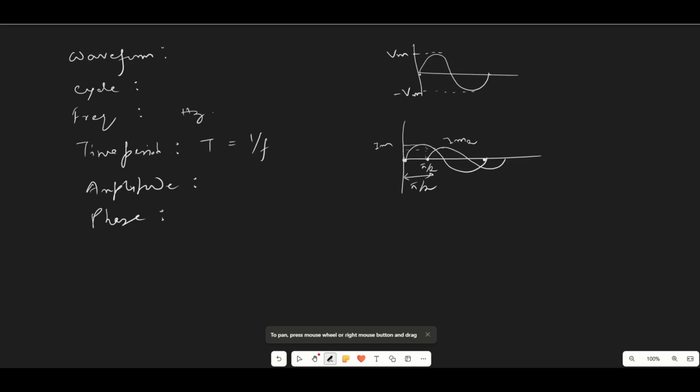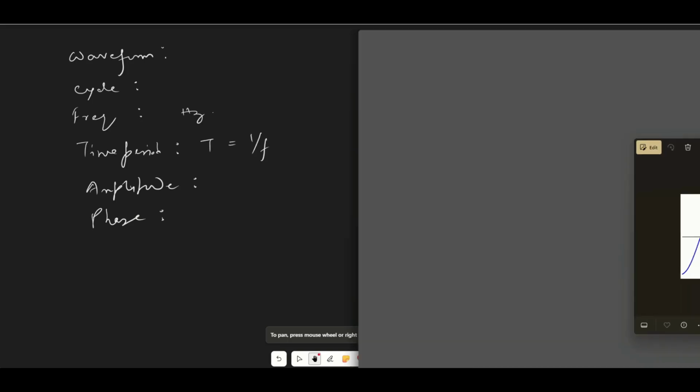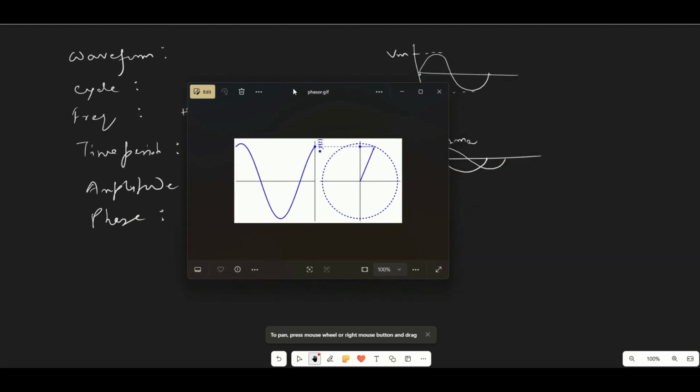That means from this point to this point. So it will consider an alternative phase. Now that can also be represented with respect to a phasor diagram, which can be seen like this. So this is the phasor diagram, and this is the alternating quantity when it is moving. The line that we can see here is the phasor, which is moving in anti-clockwise direction.